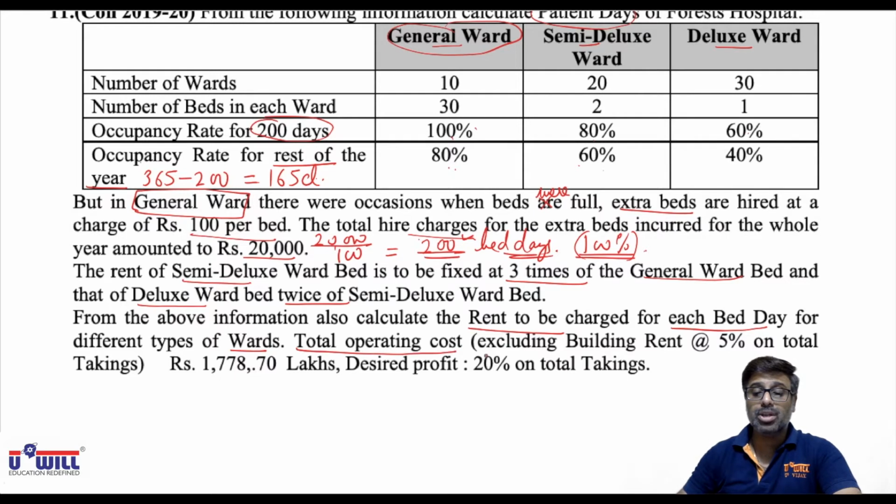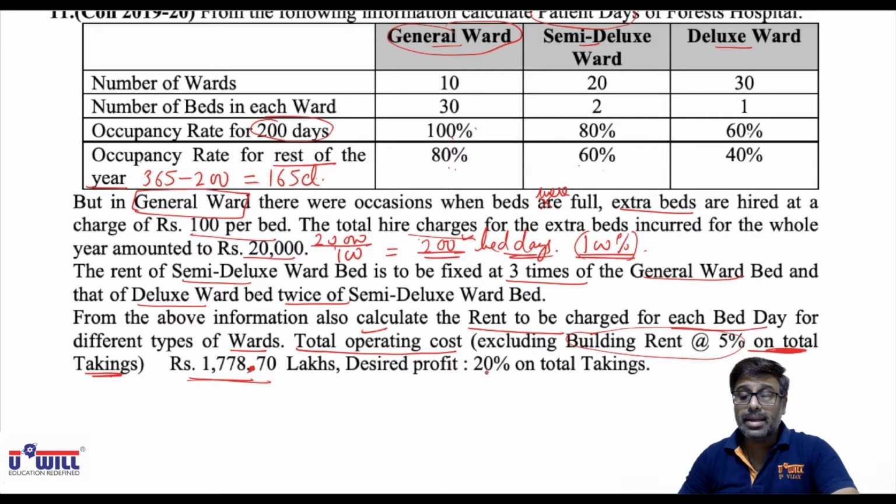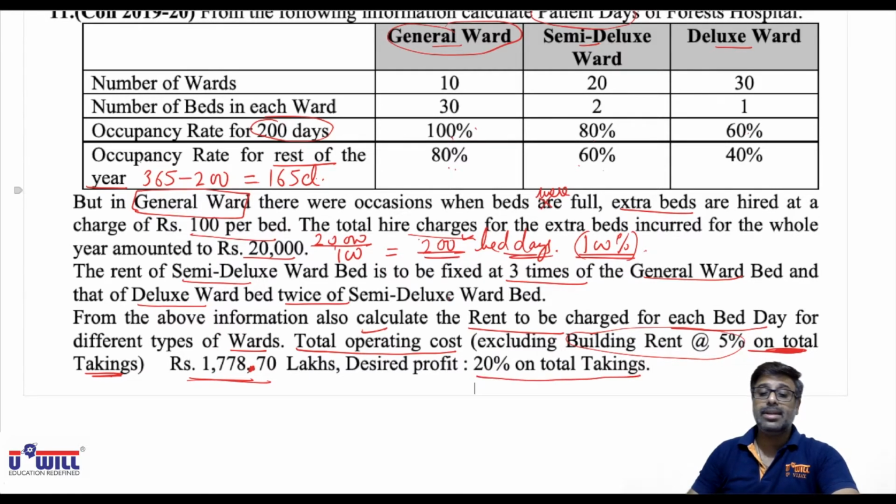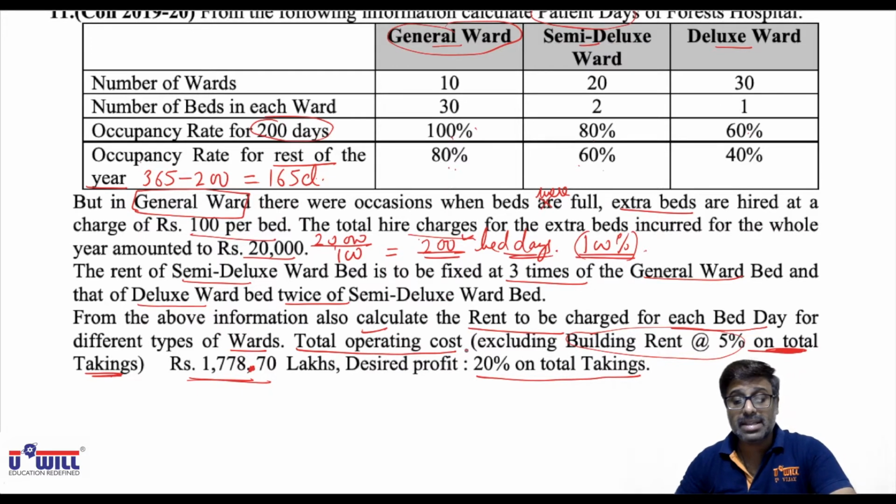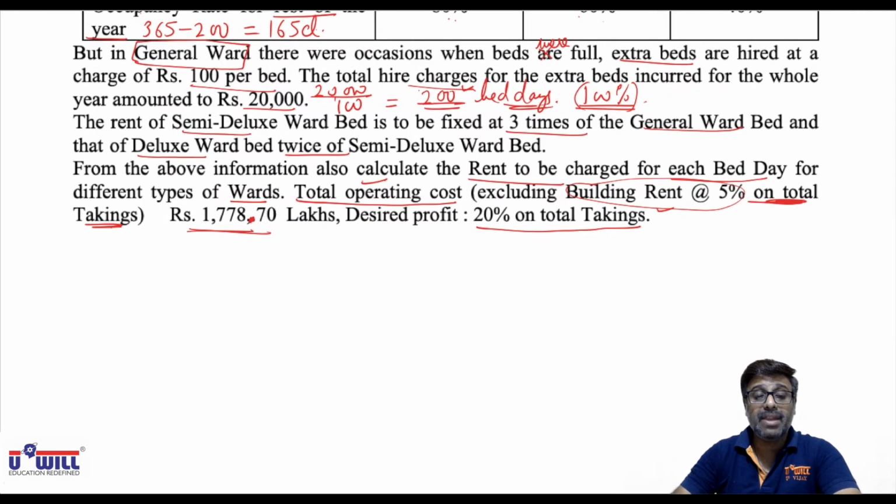Total operating cost excluding building rent at 5% on total takings. Building rent is 5% on total takings and total operating cost is 1778.7 lakhs. Desired profit is 20% of total takings. So very first let us make this a rough revenue statement and find the total takings. I repeat, very first we find the total takings itself.